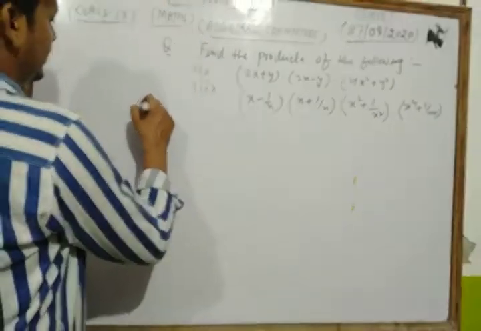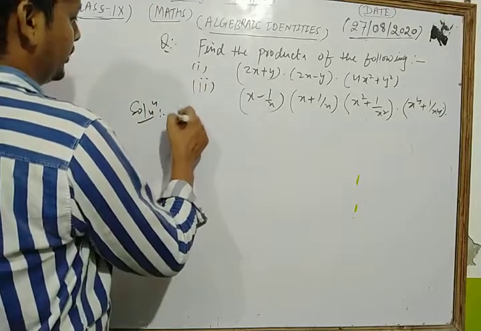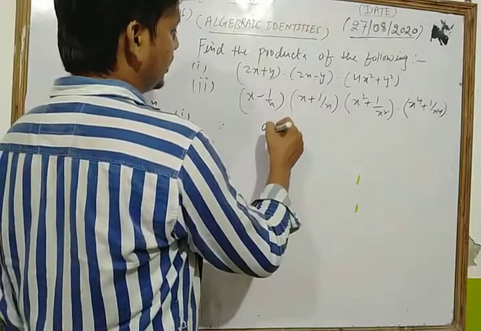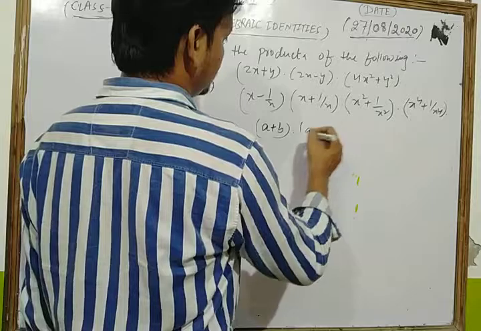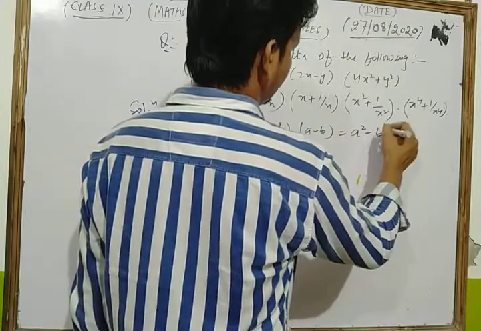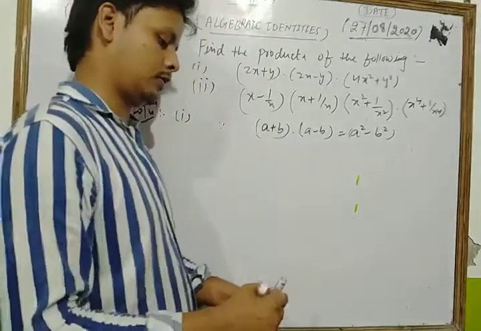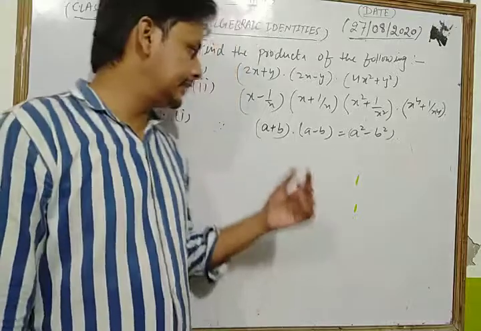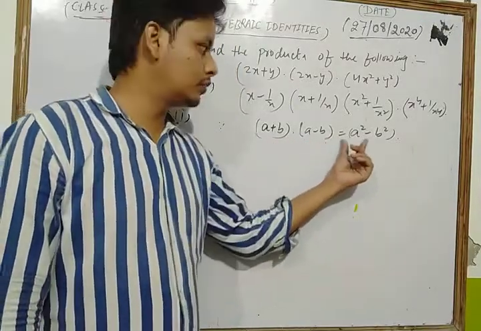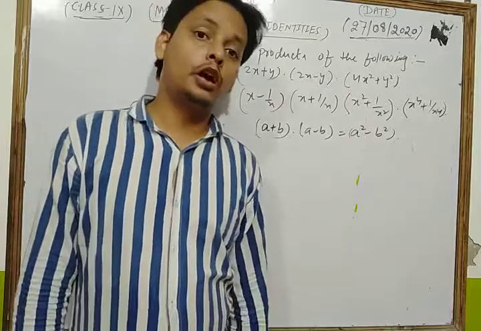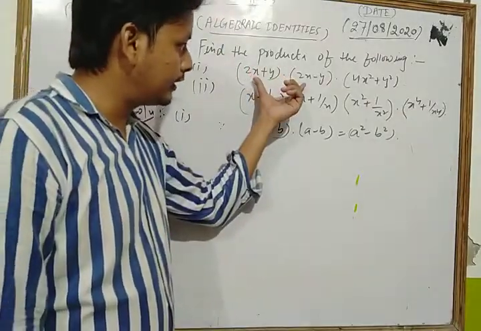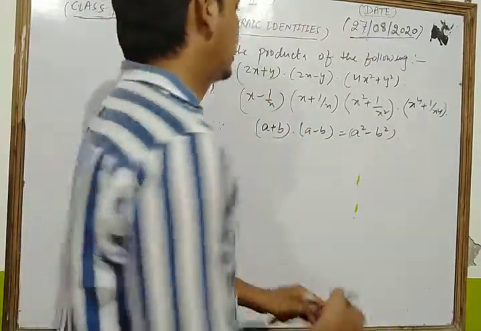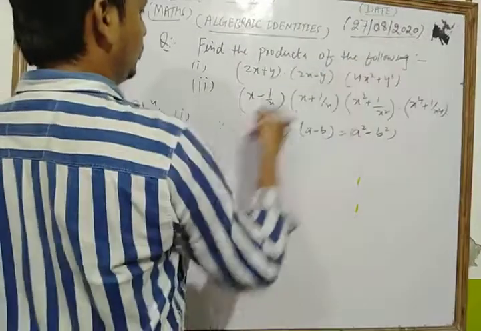Let's see its solution. Let's take and solve the first question. Dear students, first of all, you know the identity (a plus b) into (a minus b) is equal to a square minus b square. Now we solve the given products based on that identity. Let's see its solution. So we have what?